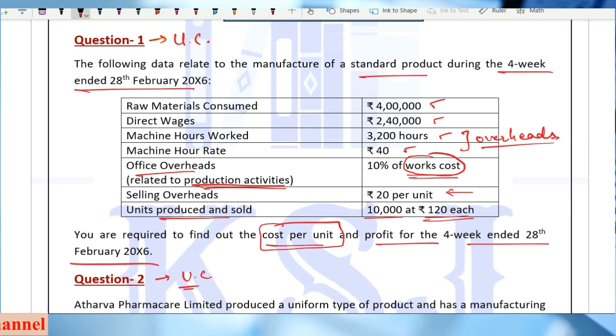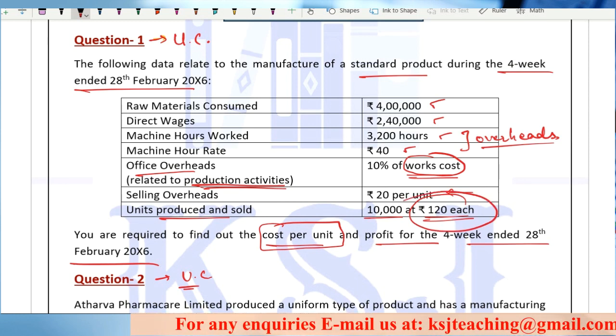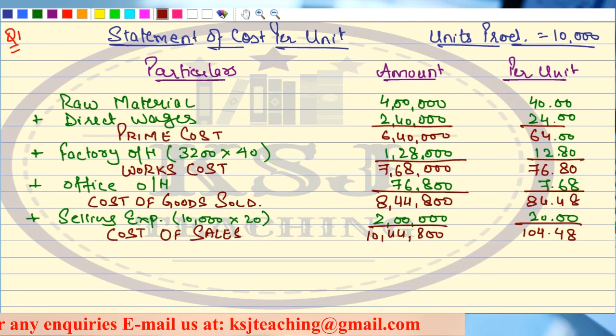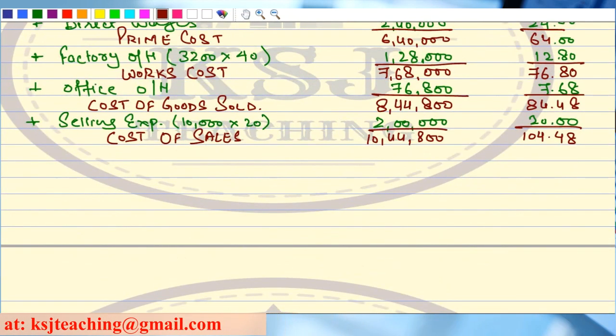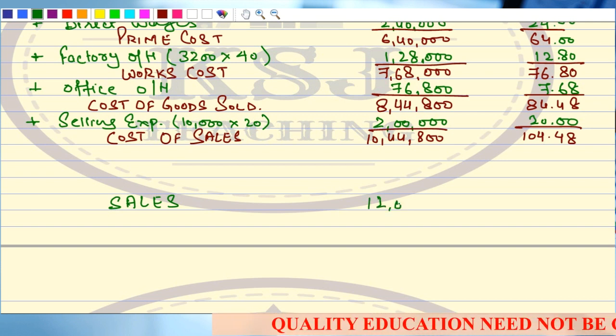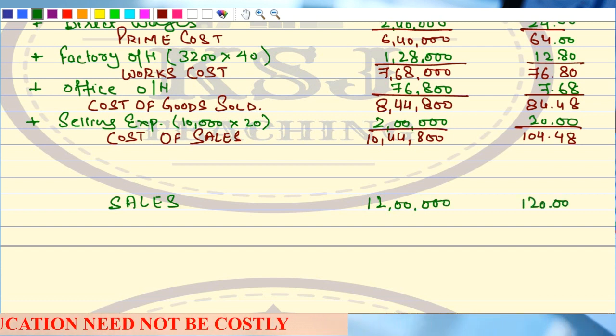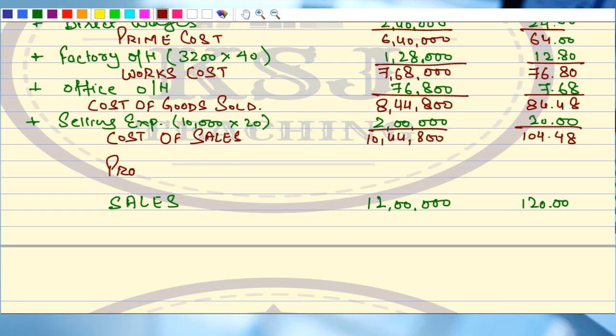So now we are given the selling price. We are not given the profit. We are given the selling price, that is 120 for each, and we have sold 10,000 units. That means we are going to take sales here. Sales, total is 12 lakh and the price per unit is given as 120, right? This is given in the question, sir. So that means the balancing figure that we are going to get is profit. This profit is going to be our balancing figure.